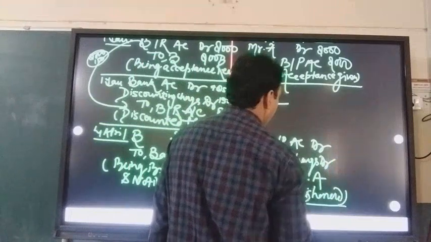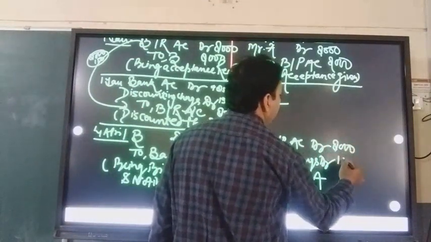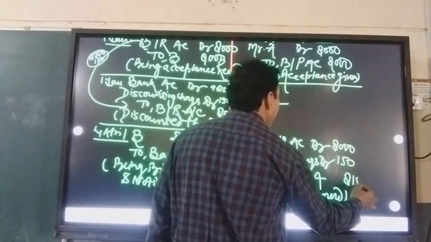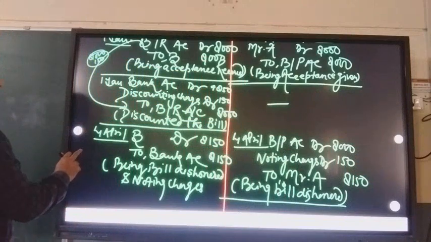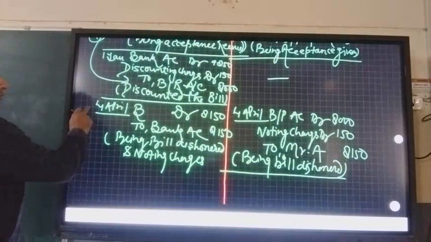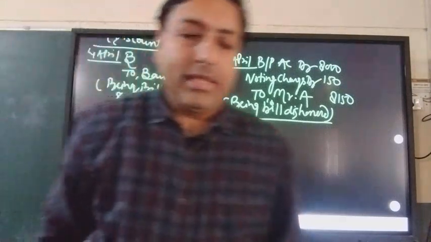ठीक है. द टोटल अमाउंट ऑफ द बिल इज 8,000 रुपीज. 150 इनकी लाइबिलिटी हो जाएगी कि ये 150 रुपीज का पेमेंट करेंगे विद द नोटिंग चार्जेस के साथ. अब आ जाओ नेक्स्ट एंट्री. ठीक है. नेक्स्ट एंट्री. सी द नेक्स्ट एंट्री.